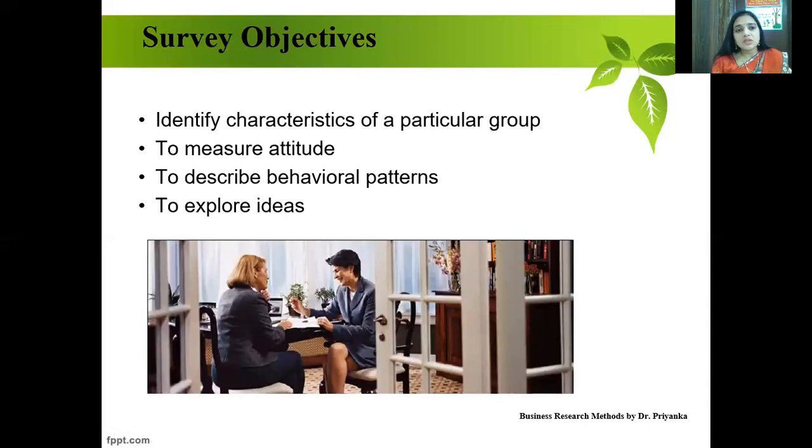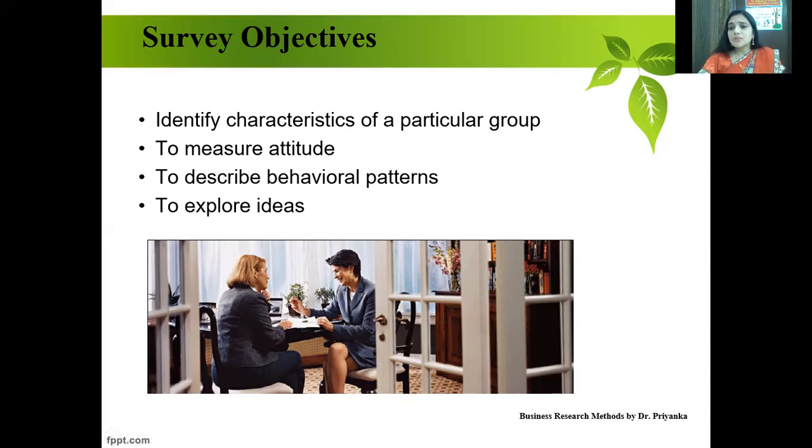What are the objectives of the survey? Number one, it may be to identify characteristics of a particular group. You might have something in mind, and you might be willing to judge the characteristics of a particular group of people, or to measure the attitude of people towards a particular product, or towards a particular problem prevailing in society, or to describe behavioral patterns of people about a product, a situation, or anything related, or to explore new ideas.